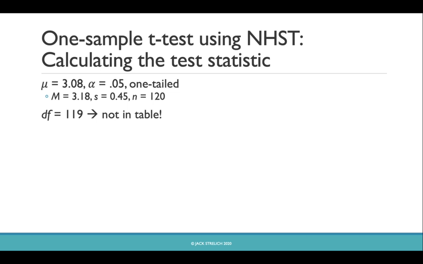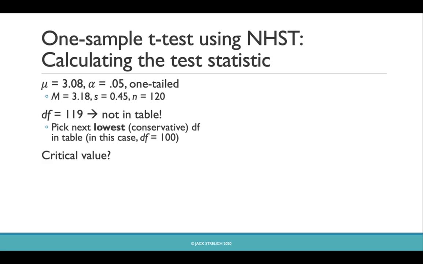120 minus 1 is 119, which, if you look at the table, you'll notice is not listed. So, a very important note. If the degrees of freedom you've calculated is not listed in the t-critical table, you always pick the next lowest, in other words, the more conservative degrees of freedom that is listed in the table. So in this case, the next lowest degrees of freedom that's printed is 100. So that's the degrees of freedom we would select when picking our critical value here. So if you look at the row for degrees of freedom 100, you'll find that our critical value is 1.66.